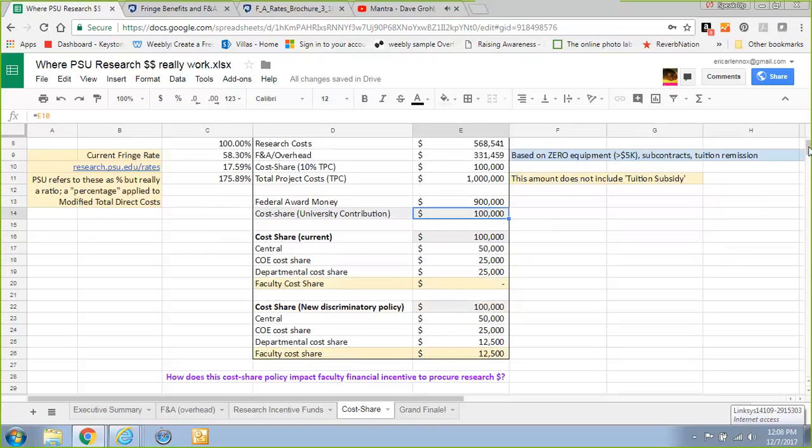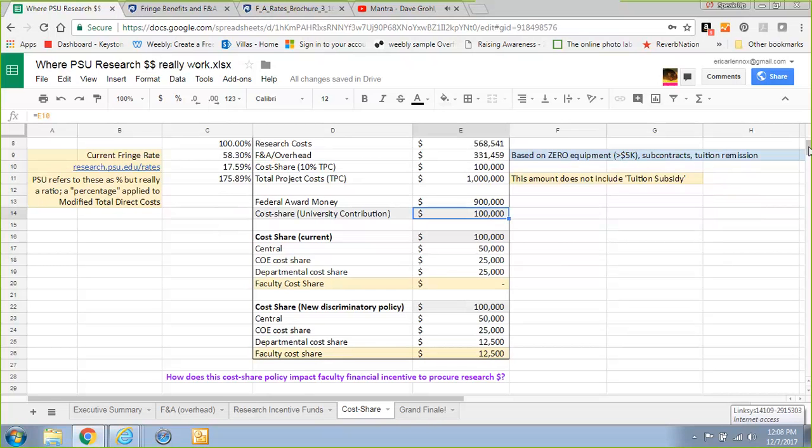Okay, so the policy that's been in effect for years, decades, what have you, has always been that if you have $100,000 in research, it breaks down 2-1-1 between central administration, the college that you're in (I have COE for College of Engineering), and then the department. In the newly implemented policy, that departmental cost share was being split between the department and the faculty member. So you have a 4-2-1-1 split now.